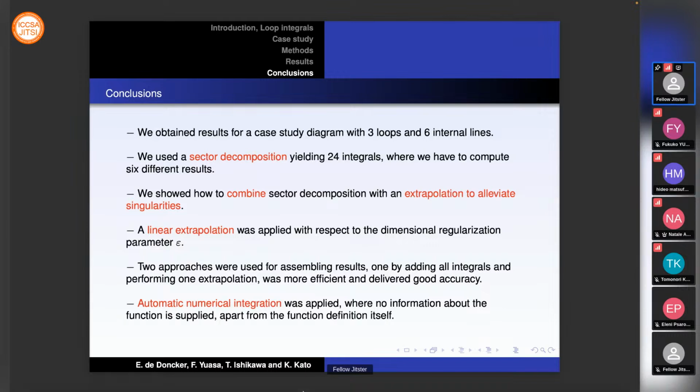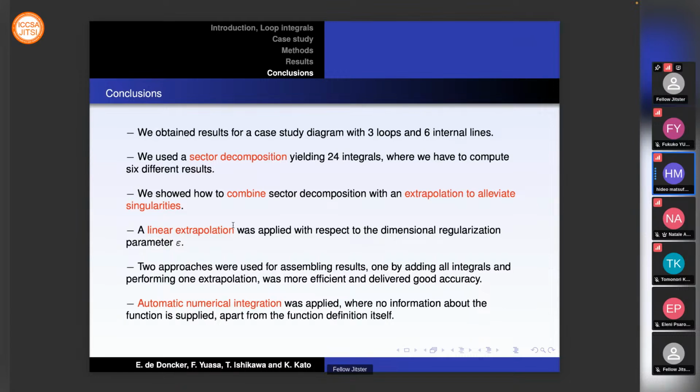So we have a more difficult singularity, of order 1 over epsilon to the third, which we handle in this case. I think last year it was 1 over epsilon squared. And for the method, we used sector decomposition, which is also new for us. And so a contribution of this research is that we combine the sector decomposition with the transformation to diminish the singularity.